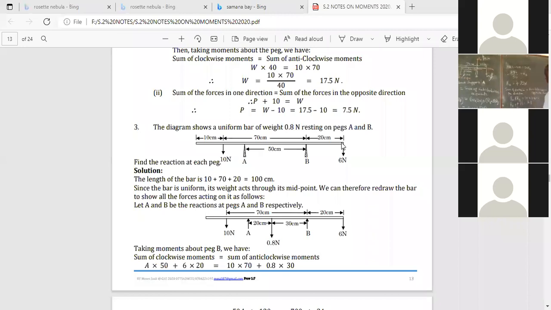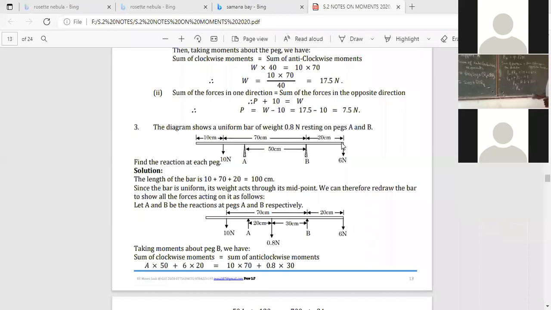And what is RA? 16.8 minus 4.72 is 12.08 Newton. Teacher, we can't see. You can't see. The answer is 12.08 Newton. Now, can you see? Yes. So what is the answer? 12.08 Newtons. Okay.